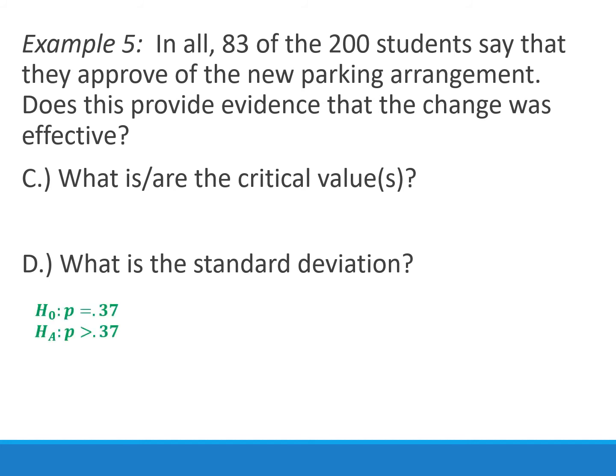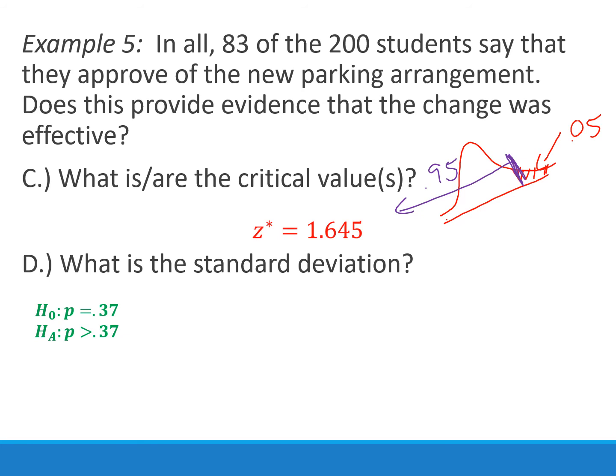Our alternative hypothesis says that the proportion is increased from 37%, which means we have a right-tailed test. We're going to put all 5% in this right tail. So 0.05 over here. We're going to find the z-score for that value, or for that cutoff right here, which means we're looking for 0.95 in that normal distribution table.